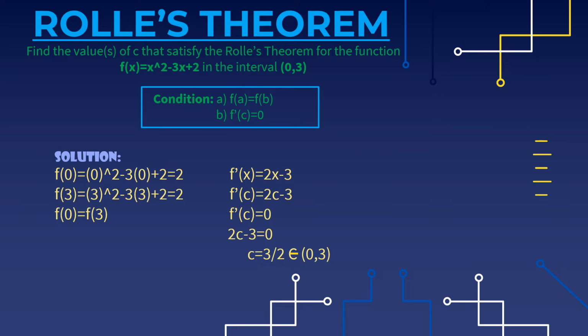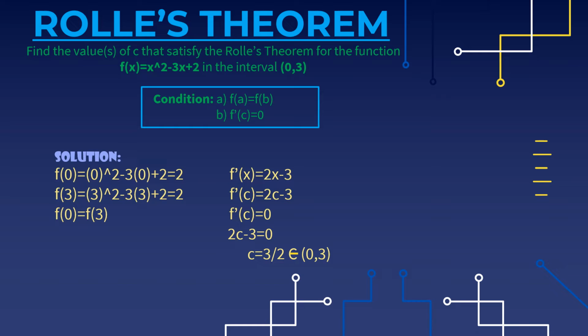Problem statement and problem solution for Rolle's theorem. Problem statement: find the values of c that satisfy Rolle's theorem for the function f(x) equal to x squared minus 3x plus 2 in the interval 0, 3. There are two conditions for Rolle's theorem. The first one is f(a) equal to f(b) and the second one is f prime c equal to 0. For your information, the interval 0 represents a and 3 represents b.